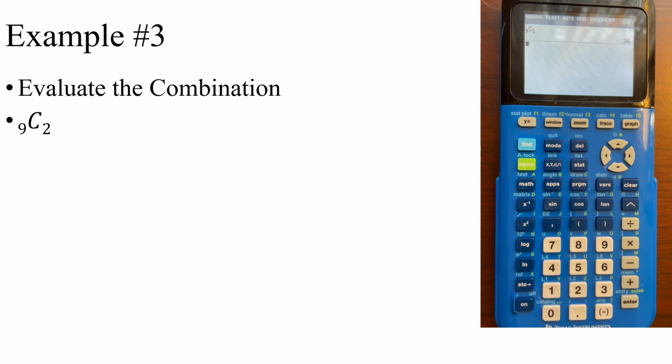If you have an older calculator that's in the classic mode, you have to do the 9 first, then the nCr button, and then the 2 to hit enter to do it correctly. Same as we did for example number 2.